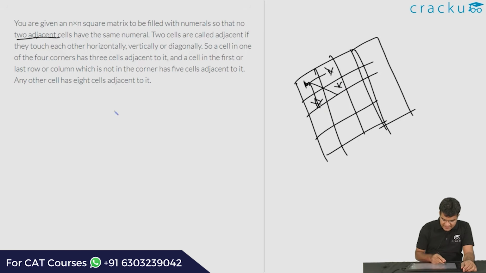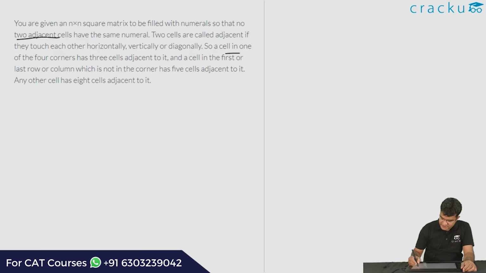It is said that a cell in one corner has 3 cells adjacent to it, that is these cells, and a cell in the first or last row or column which is not in the corner has 5 cells adjacent to it. So for example, this cell has 1, 2, 3, 4 and 5 cells adjacent to it. Any other cell has 8 cells adjacent to it. So for example, any cell like this has 1, 2, 3, 4, 5, 6, 7 and 8. These are the 8 cells adjacent to it. This is the information that is given in the question.